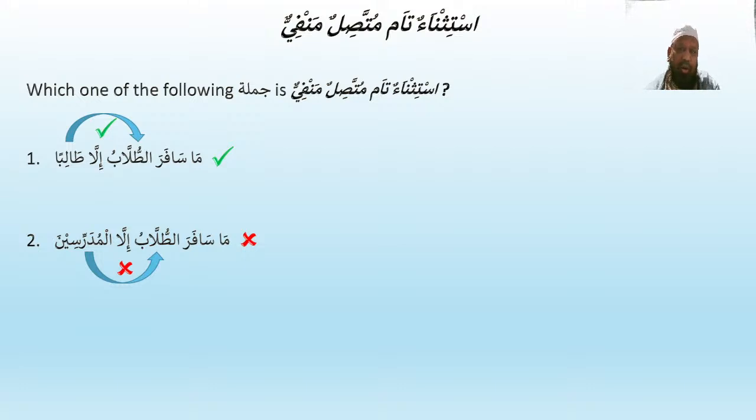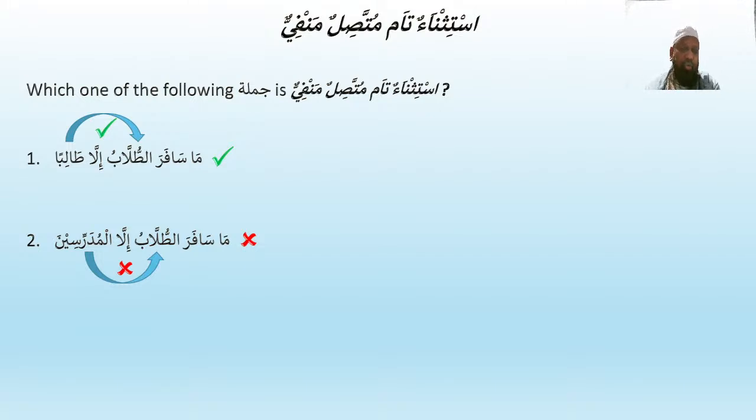This is the only one place when al-mustasna has two i'rab, jawazu nasb or al-ittiba'. Only one place. Istisna tam muttasil manfi. So when we see a sentence, before doing the i'rab, analyze it. Is it istisna tam muttasil manfi? The way I analyze it, then do the i'rab.